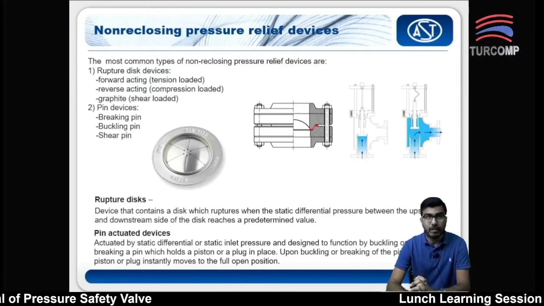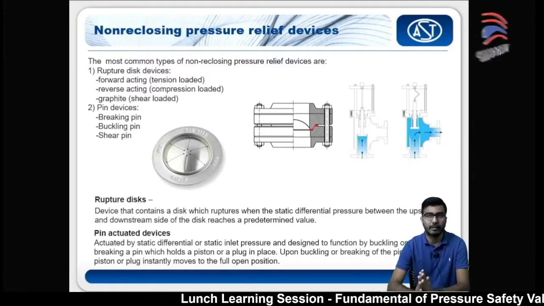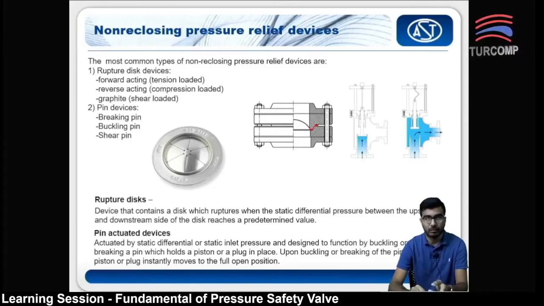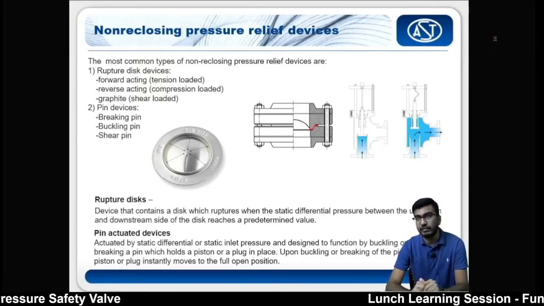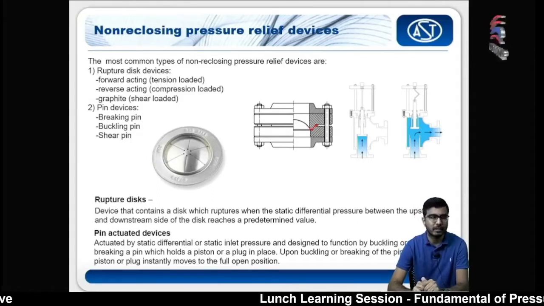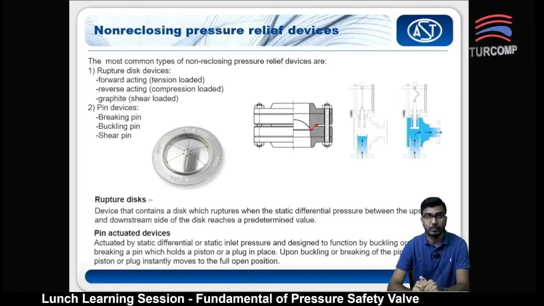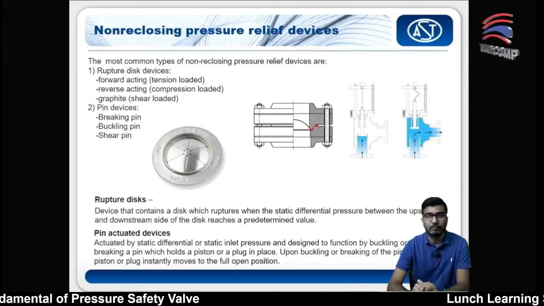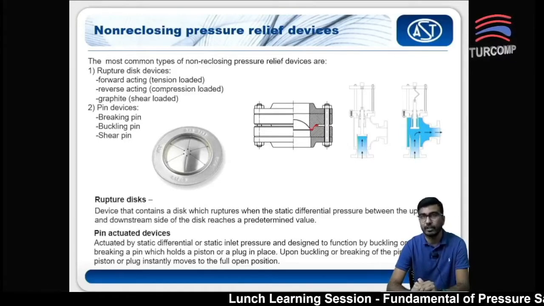So the first one, of the most common non-reclosing pressure relief devices, number one, as you can see in the photo, is the rupture disc. In the industry we will have three types of rupture disc used, which are forward acting, tension loaded; reverse acting, compression loaded; and also graphite shear loaded.